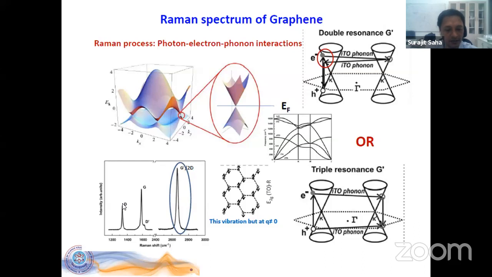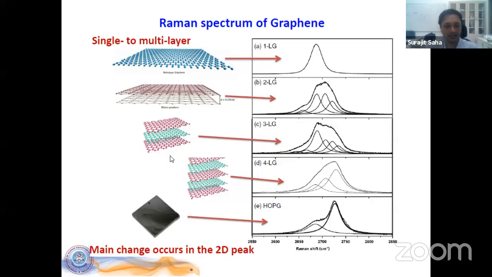And it is called 2D because if you look at the frequency of this phonon, it's exactly double of the frequency of the D peak. So that is why it is called 2D. But it has nothing to do with the defect in the vibration. Even if your graphene has no defect, the 2D will be present. And that's because these two phonons are involved, and that's why it is a second order phonon.